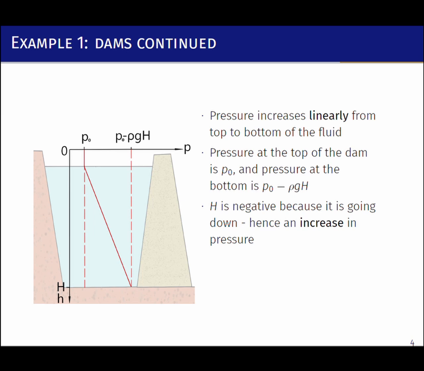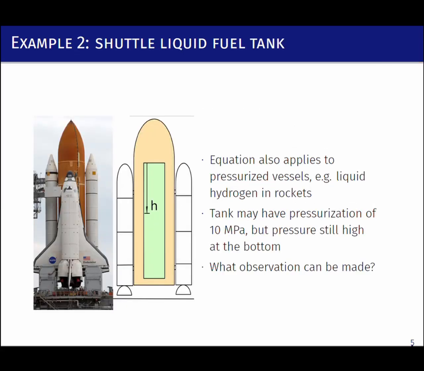You'll hear very often about signage, and taking a lot of care with signage and understanding what's happening is going to help you avoid making mistakes. The equation also applies to pressurized vessels, for example, liquid hydrogen in a rocket. A tank may be pressurized at 10 megapascals, but pressure is still going to be higher at the bottom of the tank versus the top of the tank, even if the tank in general has been pressurized. In the case of hydrogen in a rocket tank, you just need to establish what the density is, what the height of the tank is, and what the total pressure is.